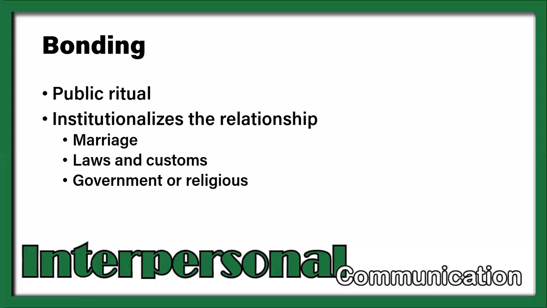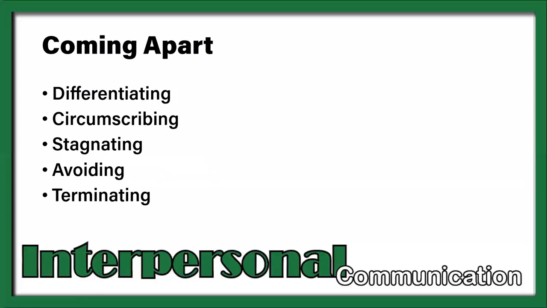So some of us have experienced the coming apart of a relationship. I know I have experienced the coming apart of a relationship. And again, I can say that mine didn't follow these steps in necessarily the same way. There were pieces that were there. I don't think I did the terminating piece that they have at the end. So let's take a look at those. So they talk about differentiating, circumscribing, stagnating, avoiding, and terminating.